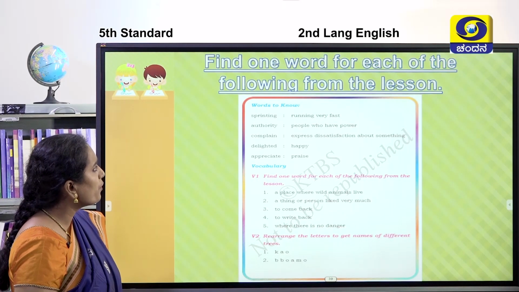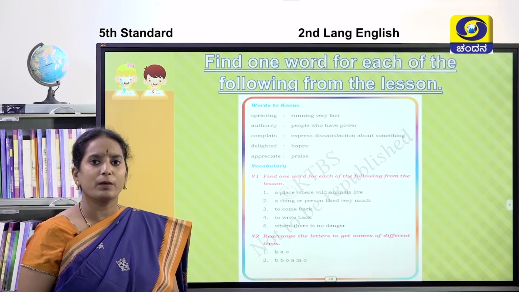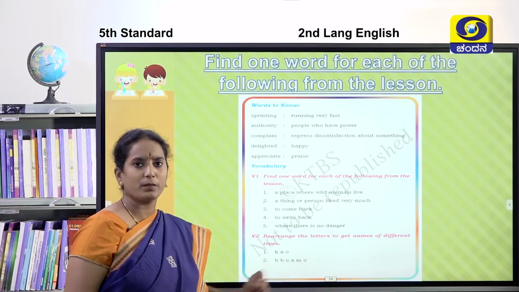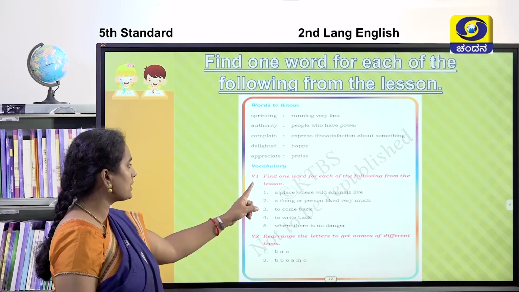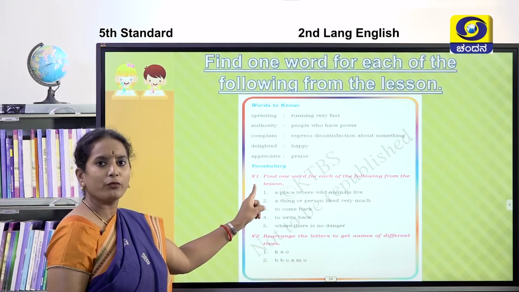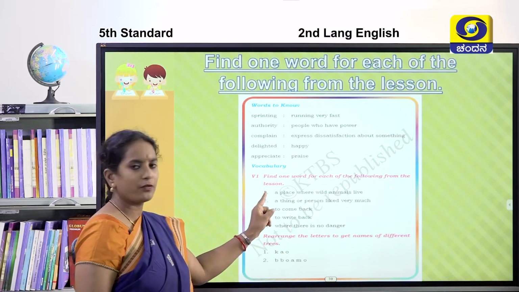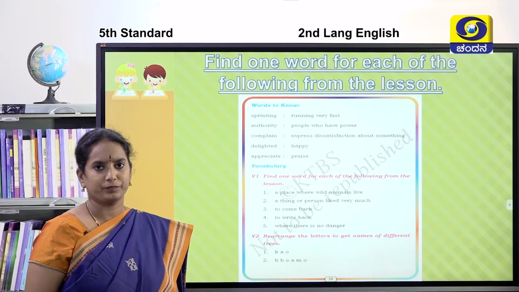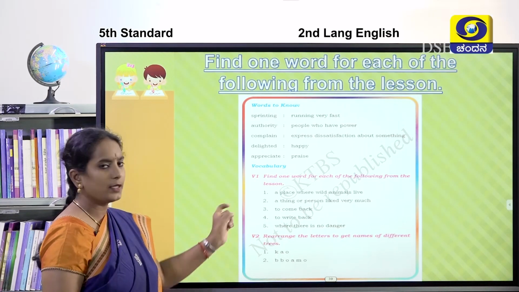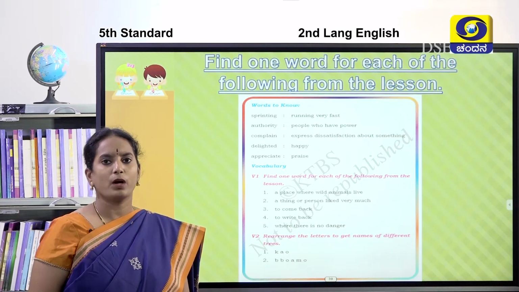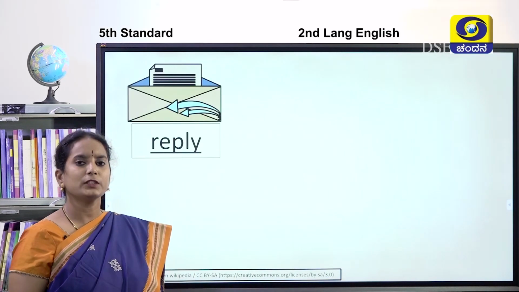Find one word for each of the following from the lesson. Now, in your textbook, you all can come to page number 30. This activity is there under vocabulary V1. Find one word for each of the following from the lesson. We are going to do now this activity. First, let me explain about this activity.